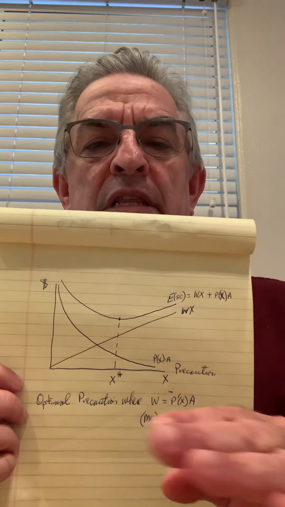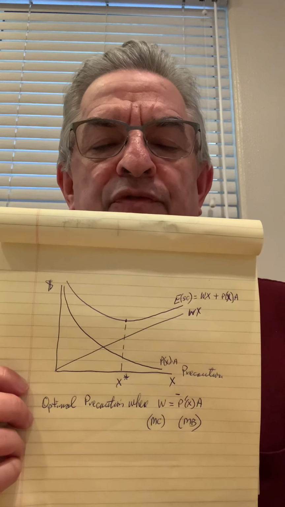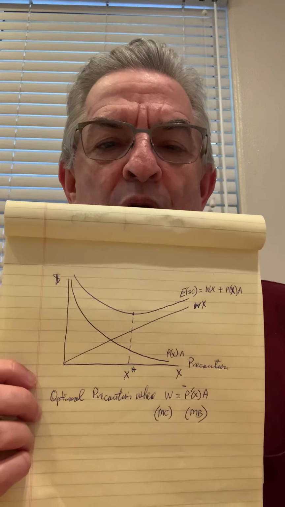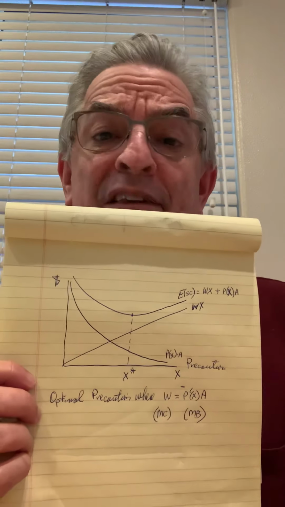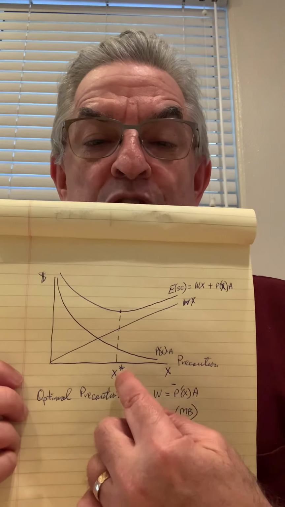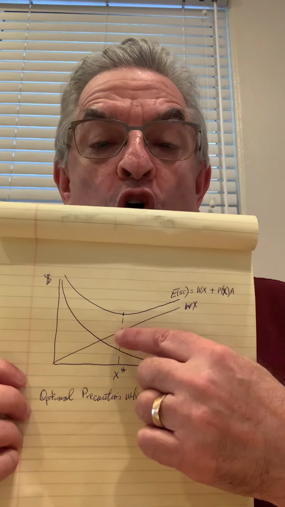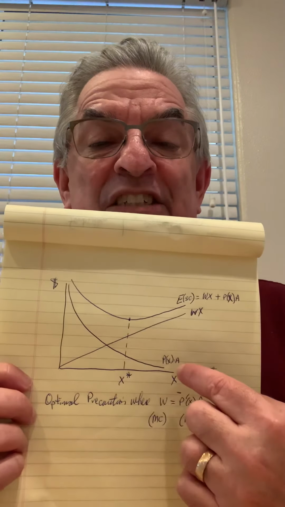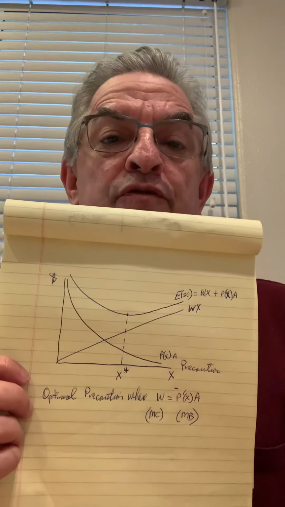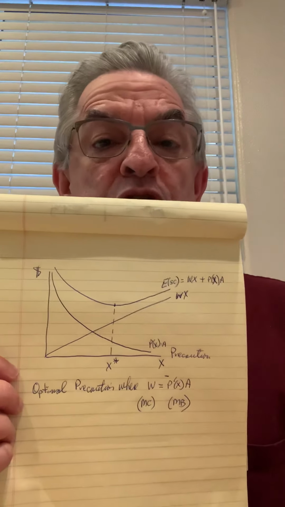And I want to leave you on this video by asking a simple question. Can you be too careful? You bet you can be too careful. Anywhere to the right of X star, you're too careful, because the marginal cost exceeds the marginal benefit. You've done too much. Do you see that in the real world?